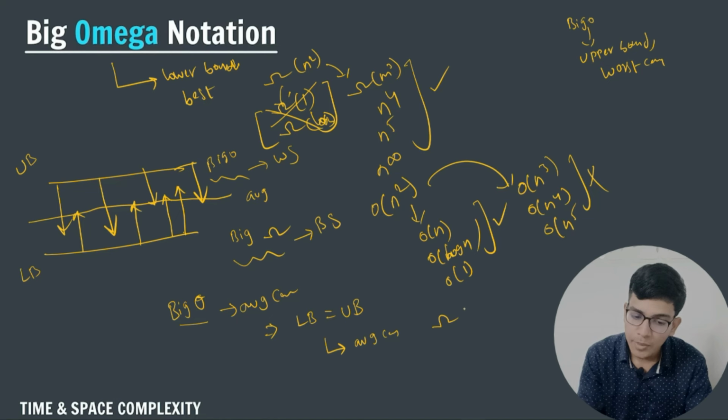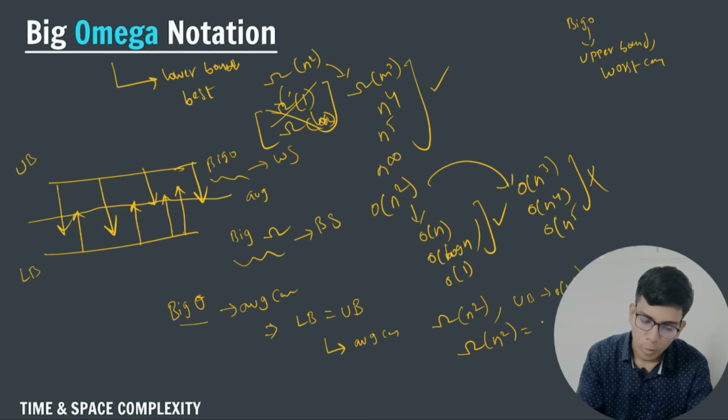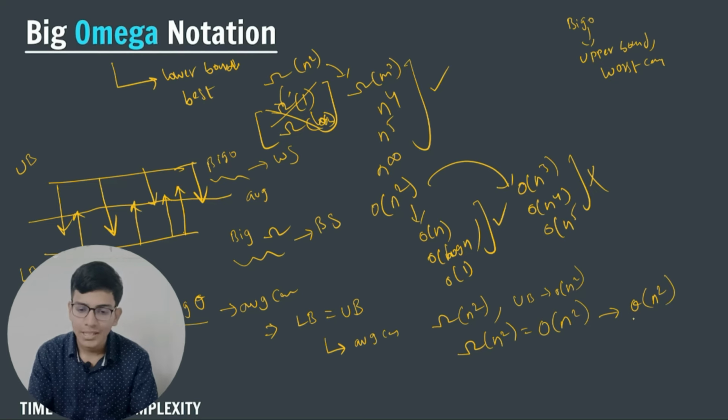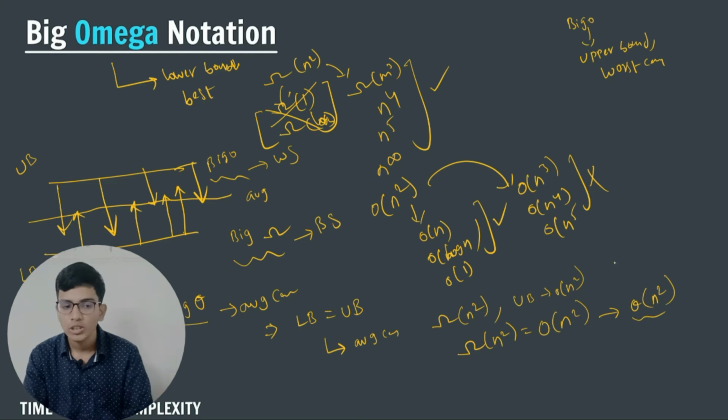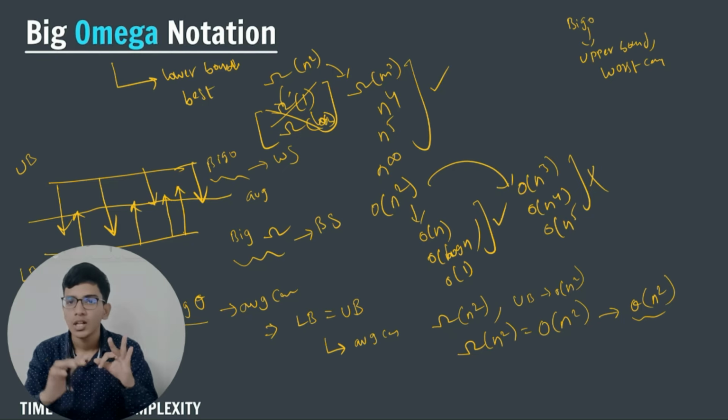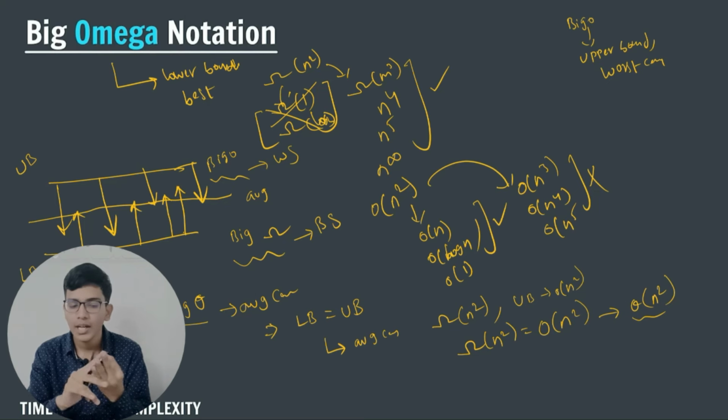Let us consider that the lower boundary is big omega of n square and the upper boundary is big O of n square. So if both are n square, then that thing is known as theta of n square. That is nothing but big theta. So these are the things: big O, big omega, and big theta.